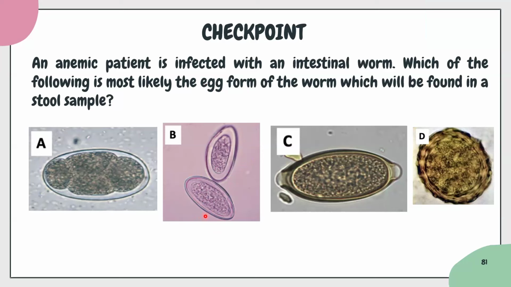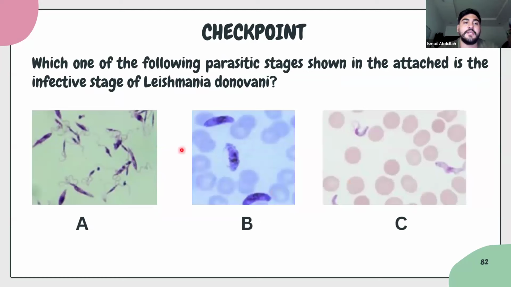Enterobius. What is it? Enterobius. Okay. And D? I think this is Ascaris. Yes, this is Ascaris. Good job. And these are the terminal spines, by the way. Yeah, terminal spines. Okay.